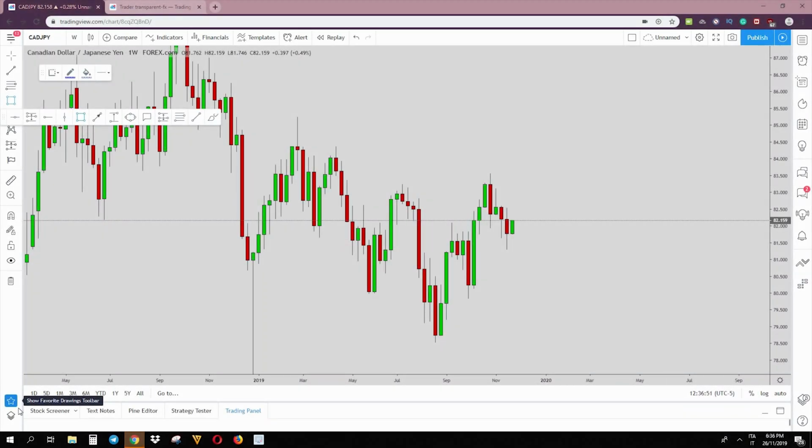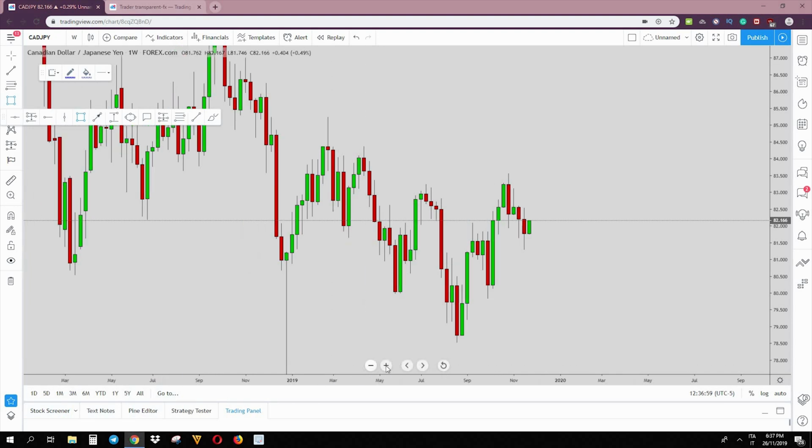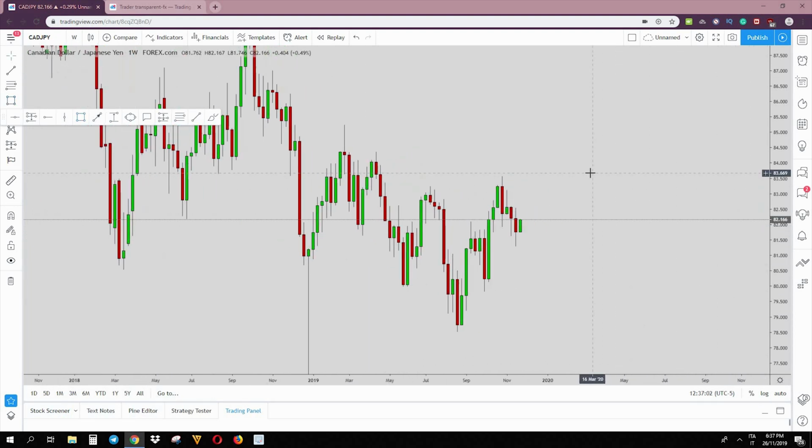Okay, so let's use this example on CAD/JPY and see how you're supposed to approach your analysis, how you're supposed to analyze the market. So the first thing that you're supposed to do here in the weekly time frame is look at the market, look at the structure in the market. Where do you see the resistance? Where do you see the support? And what kind of price action the market is forming?